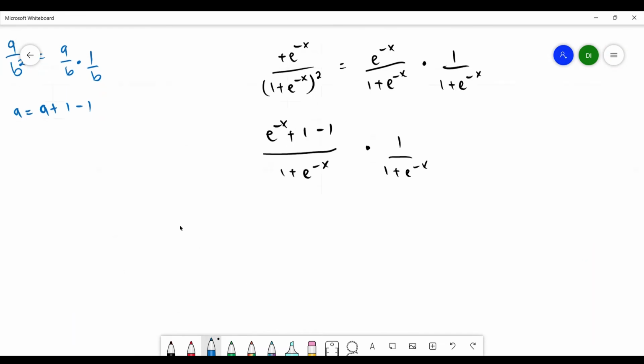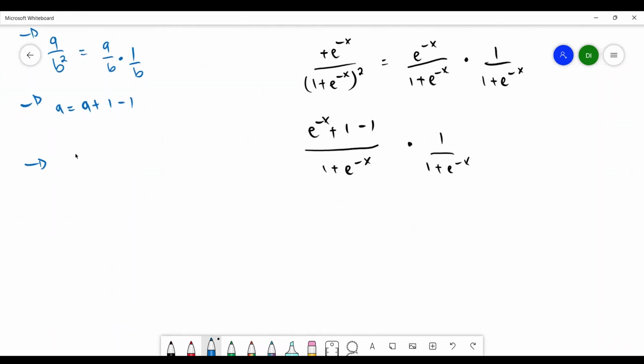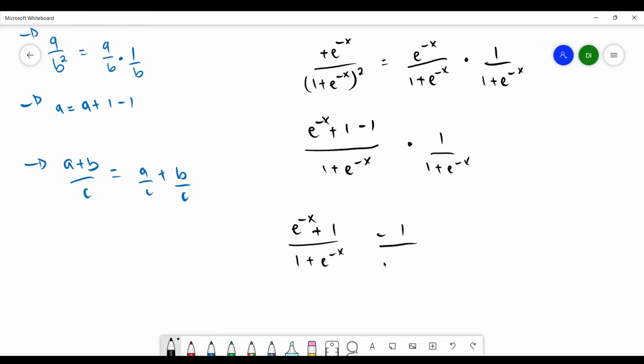And so the last rule we're going to apply is that when we have a plus b over c, it can really be worked out to a over c plus b over c. It's the same thing. And so we're going to apply that to this guy. Switching back to my black pen, e to the negative x plus 1 over 1 plus e to the negative x is now separate from negative 1 over 1 plus e to the negative x, all multiplied by 1 over 1 plus e to the negative x. And this multiplication really is applying to the whole of this, all of this.